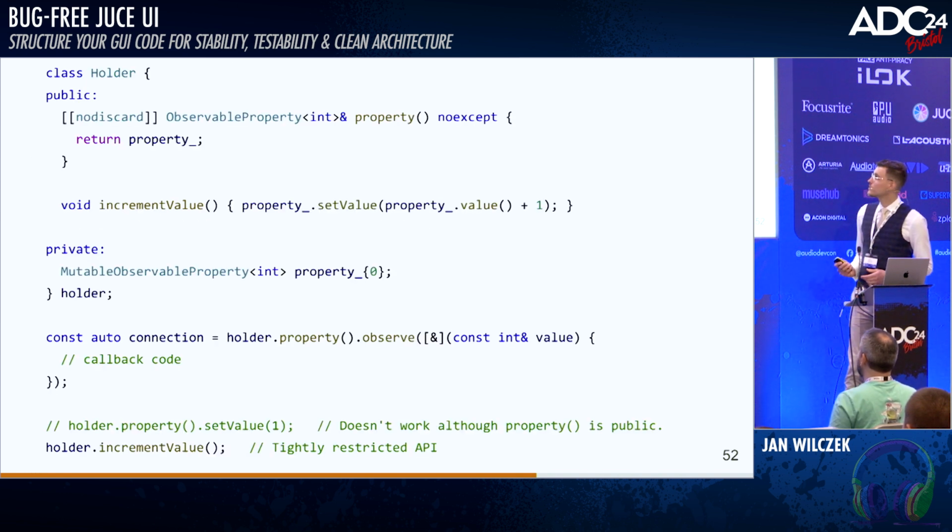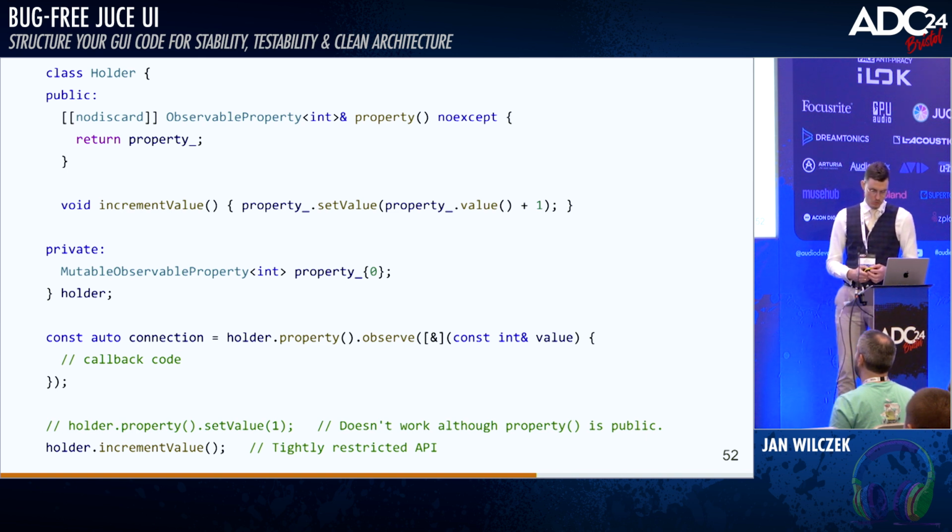Well, in practice, we would create some holder class that exposes an observable property by a reference, and then clients can observe this property by supplying a callback code. As you can see, we cannot directly set the value of the property, but if something happens, like here it's calling a public API, then when this property changes, this callback code gets executed. The only one that knows that it's a mutable observable property is the holder of the class, but as you can see, it's private, so it's fine.